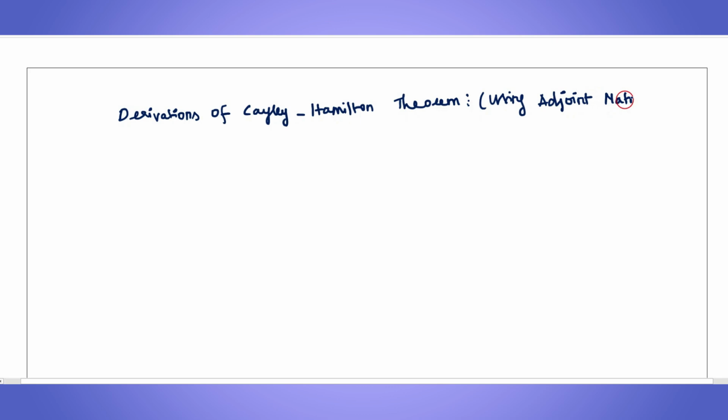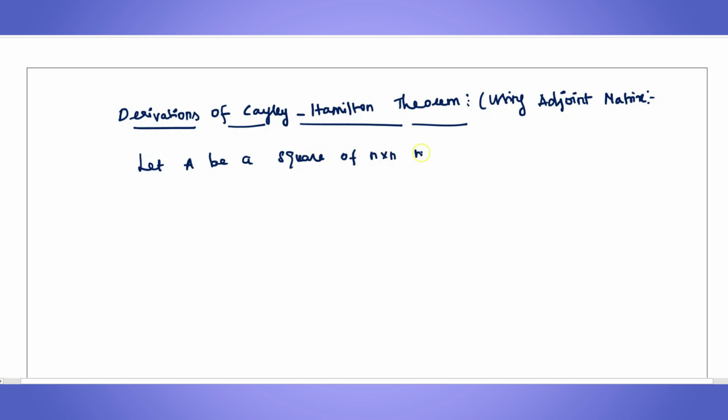So then, derivation of Cayley-Hamilton theorem using the adjoint matrix. So already in the last class we discussed: let A be a square n cross n matrix.